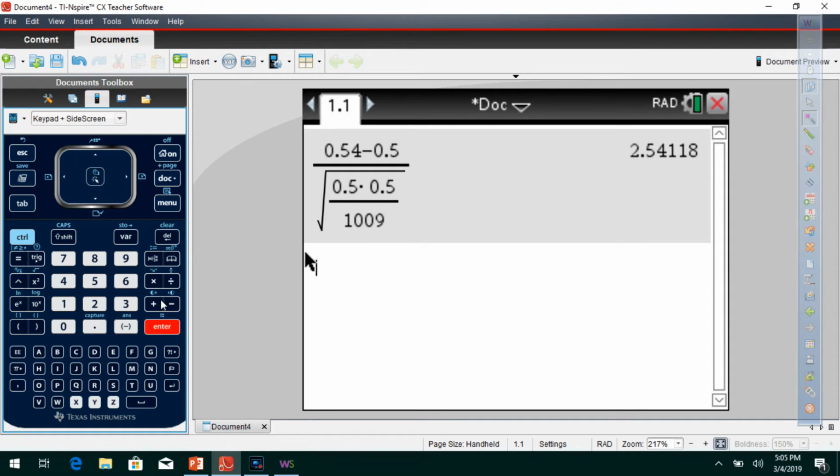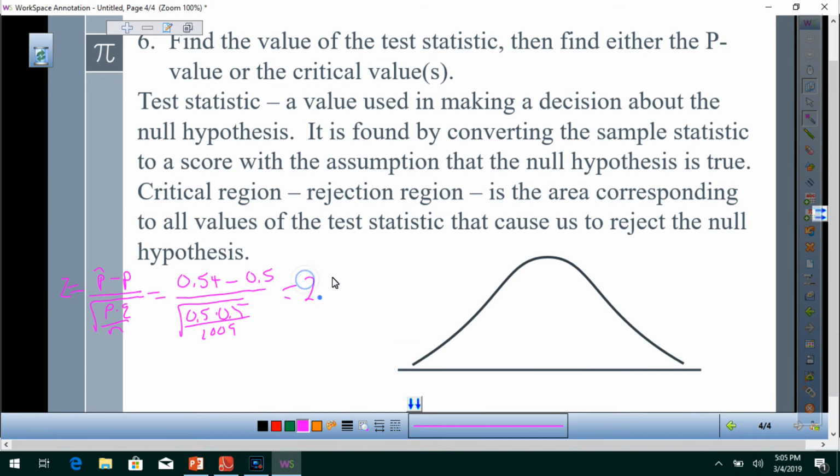And we get 2.54118. So 2.54118. All right, so that's step 6. The test statistic is a value used in making a decision about the null hypothesis. It is found by converting the sample statistic to a score with the assumption that the null hypothesis is true, which is why we use 0.5.